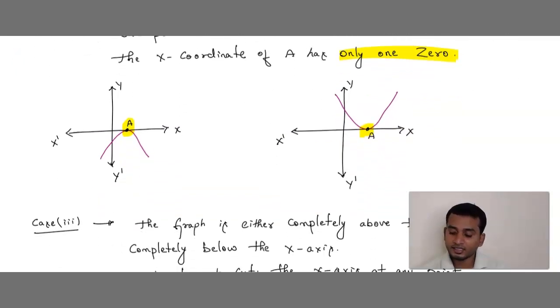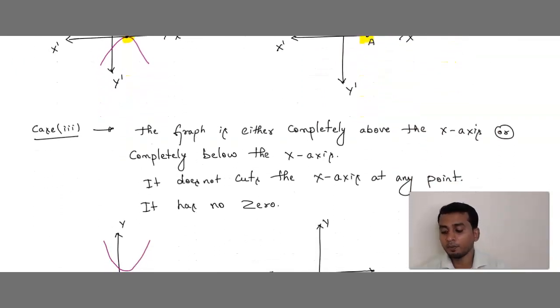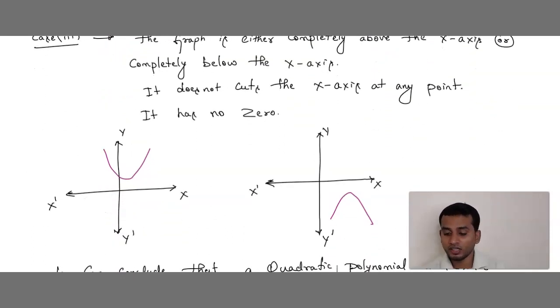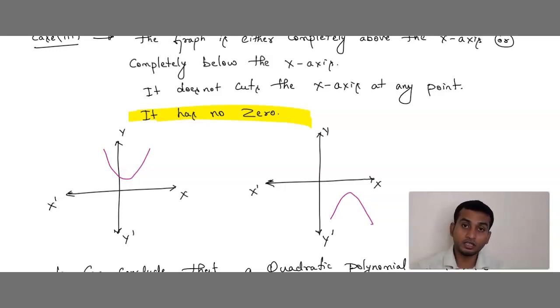Understood? In case 3, we can see the graph is either completely above the x-axis or completely below the x-axis. Is it touching the x-axis? No, it is not touching the x-axis. It means it has no zeros, the number of zeros is 0. Remember children, how many times the graph touches the x-axis is considered the number of zeros. Here it has no zeros because it is not cutting or touching the x-axis at any point. Is this clear?